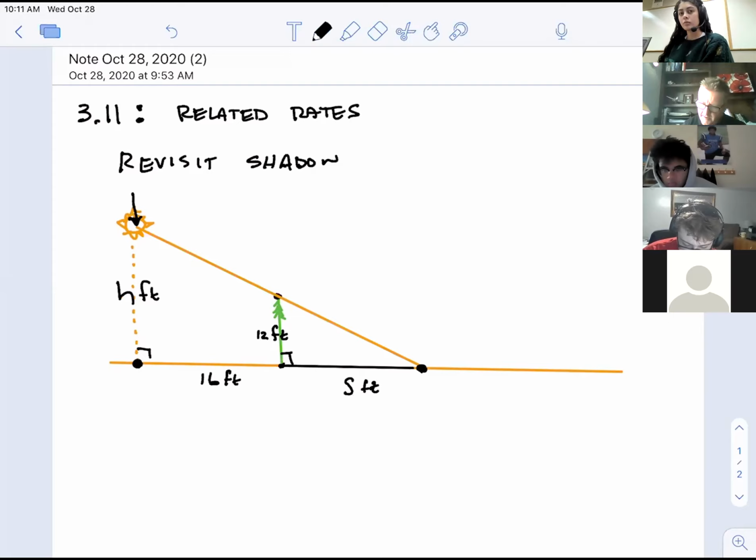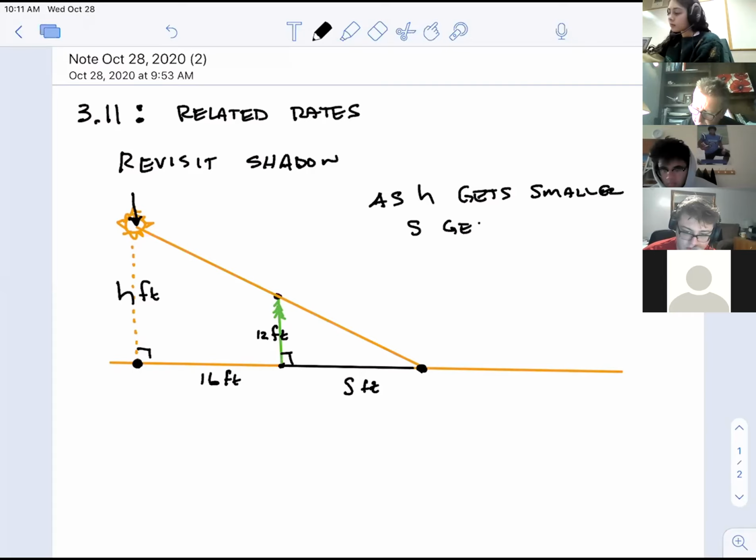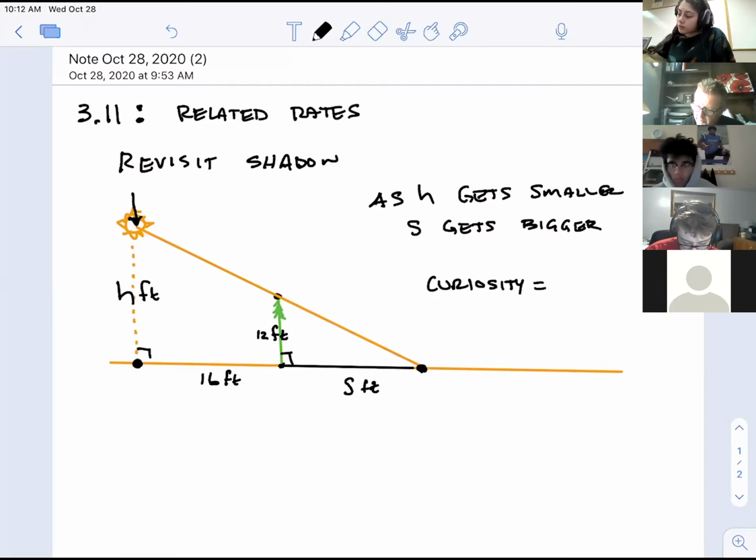And so would you agree that as h gets smaller, shorter, then s gets bigger? Do you agree with that? Isn't that what we just saw happening a second ago in that Desmos model that I made? So as h gets smaller, s is actually getting bigger. And would you agree my curiosity, just as a curious human being, was really what's s prime? In other words, how's s changing, the speed?